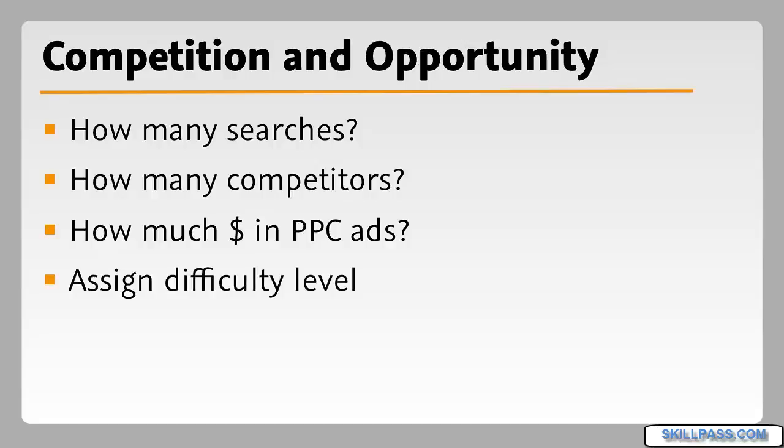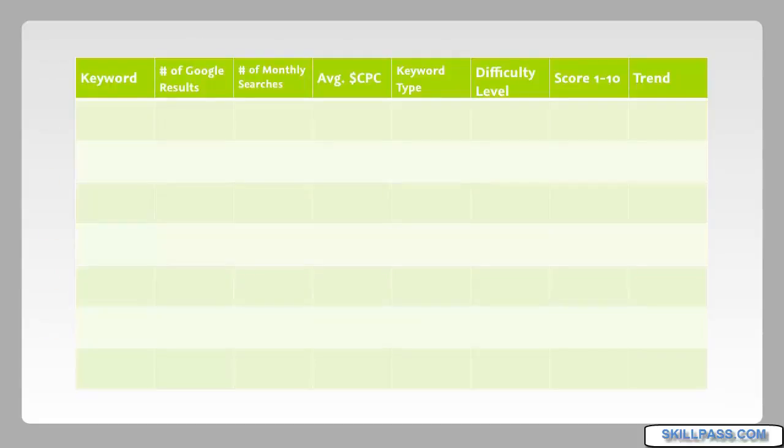It's always good also to assign a difficulty level. Which words do you think will be easy to rank for? Which words are going to be very difficult to rank for? And again, it's always very important to understand when the trend applies. So this is where we start in our spreadsheet. Just like we went through, the keyword in the left column, the number of results that Google or Bing or any other search engine will show, the number of monthly searches that are estimated, the average cost per click.